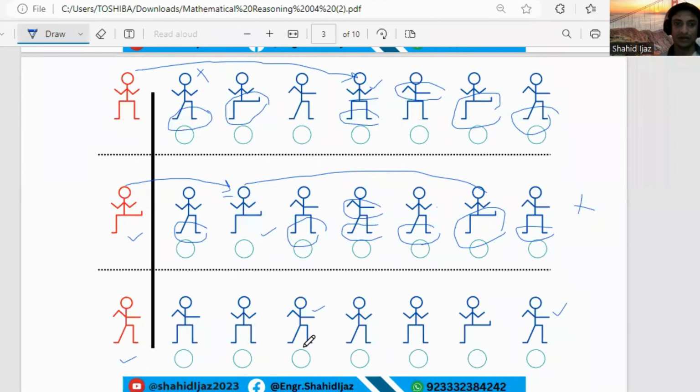Yes, sir. All the other blue cartoons have different legs. These two have different legs. These two also have different legs. And this one has different arms. So our selected cartoons are the third one and the last one. Now let's move to the next question.